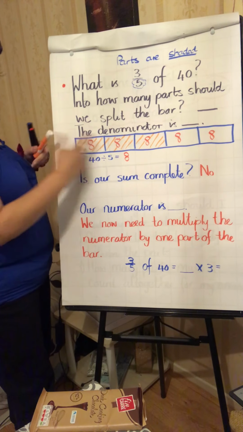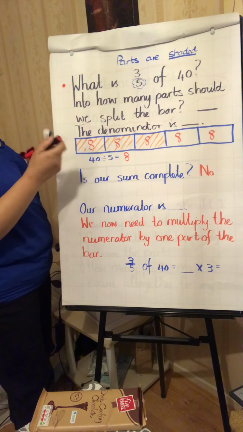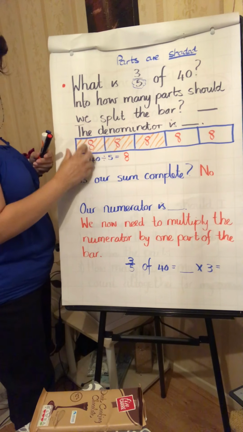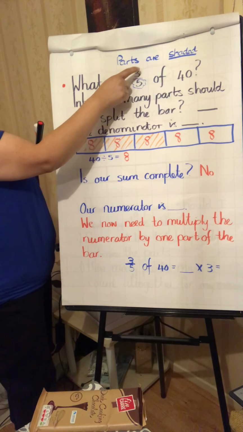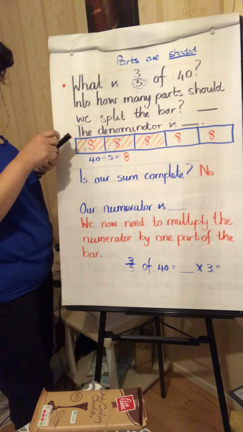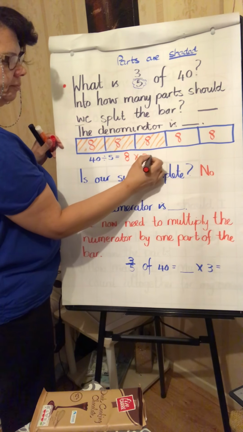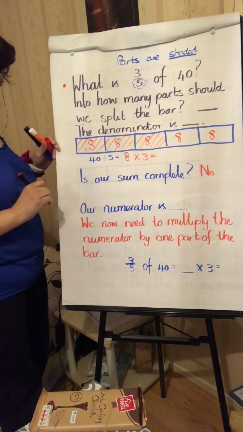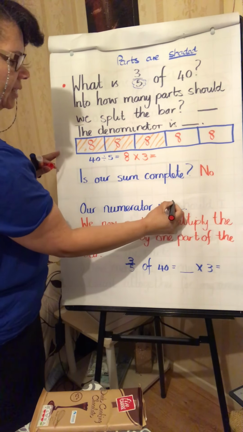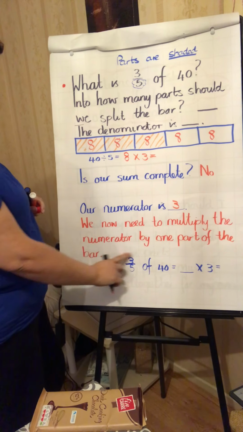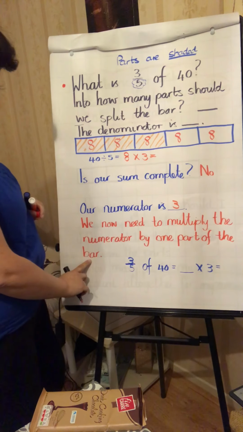So I can now continue with my sum here and say 40 divided by 5 is equal to 8. 1 part is equal to 8. But my numerator says 3. So I need to multiply that now by 3. Right. Our numerator is 3. We now need to multiply the numerator by 1 part of the bar.